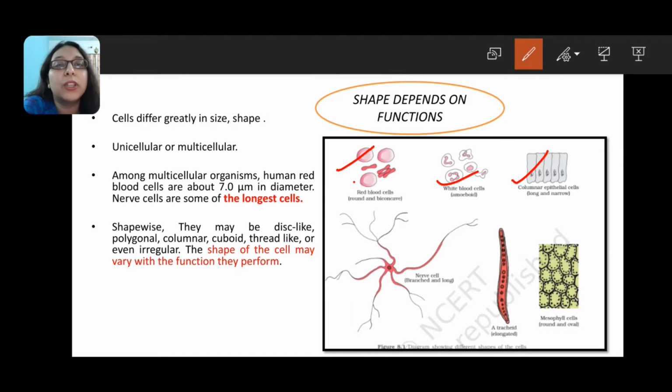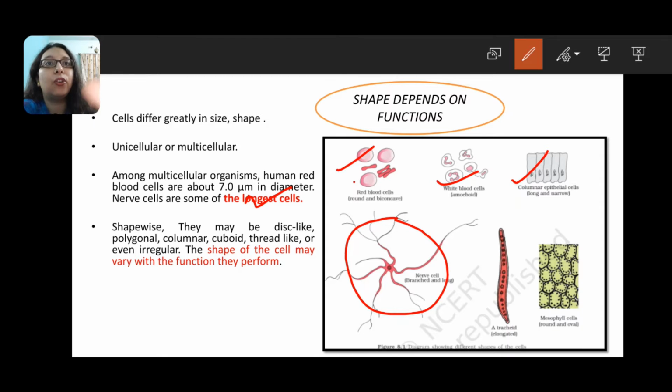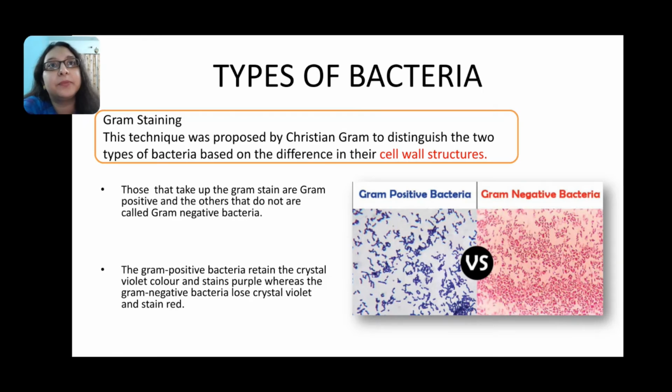Then we move on to the nerve cells in the body. They are regarded to be the longest cells. The nerve cells. Remember this, the nerve cells are the longest cells. Okay, then different types of these cells have different shapes, and mainly these shapes depend on the function that they are performing within the cell. So next we move on to the next slide.